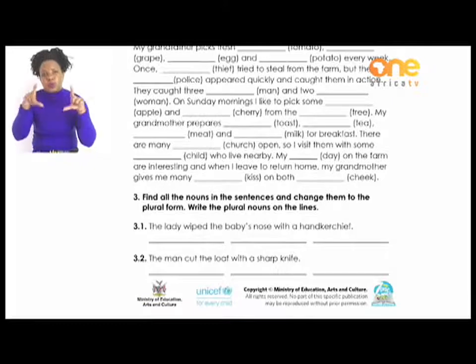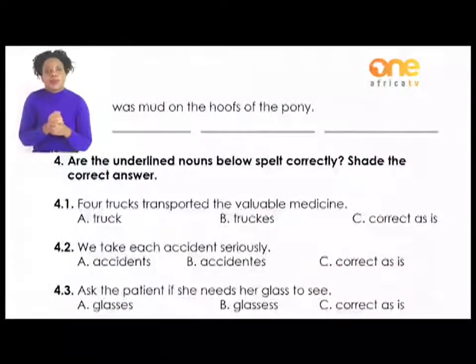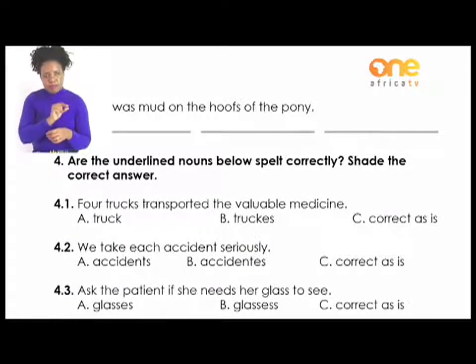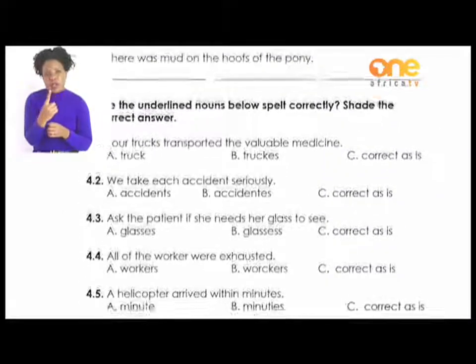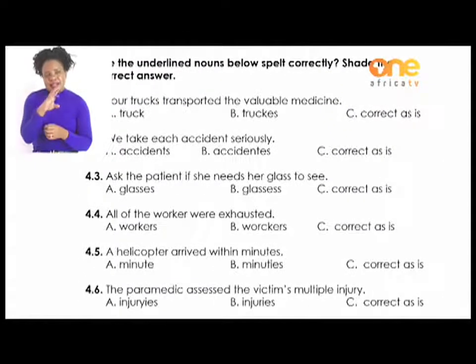So you do 3.2 and 3.3 on your own. Activity 4: are the underlined nouns below spelled correctly? Shade the correct answer. 4.1, 4 trucks transported the valuable medicine. So for A, we have truck, B, trucks, or C, is it correct as it is? The answer is C. It's correct as it is.